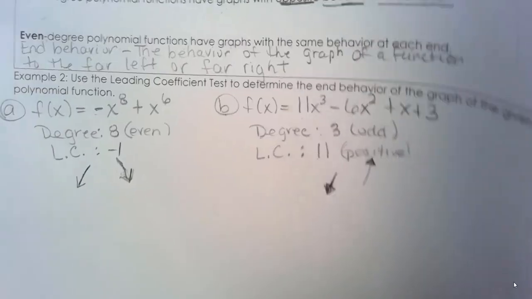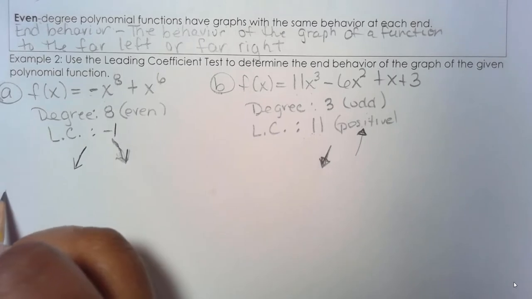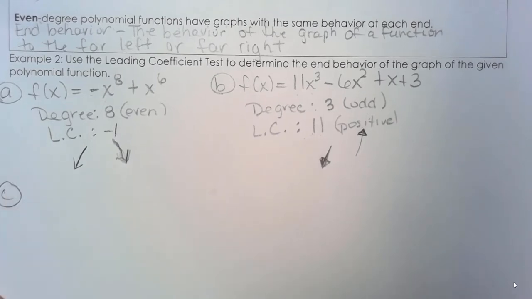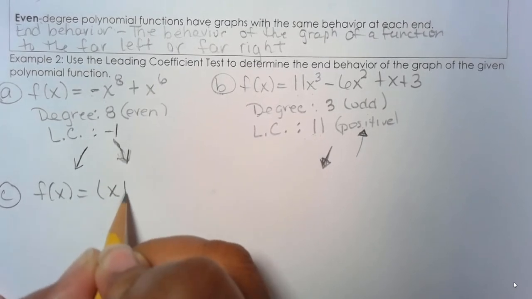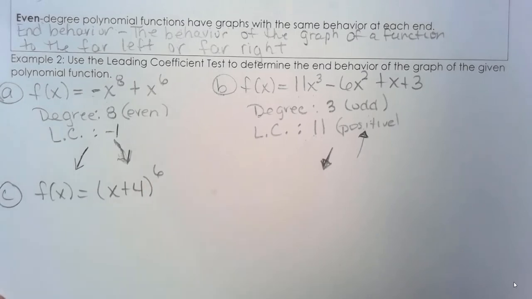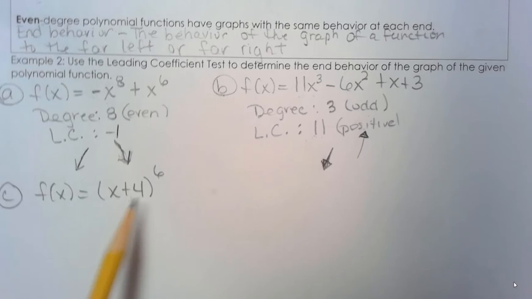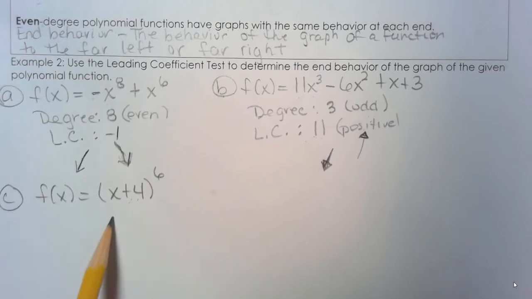We have here examples. C, f of x is equal to the quantity of x plus 4 to the 6th power. Okay, now imagine that you took this quantity of x plus 4 to the 6th power and multiplied x plus 4, the binomial, 6 times. So you're saying x plus 4, x plus 4, x plus 4. So what's going to happen?